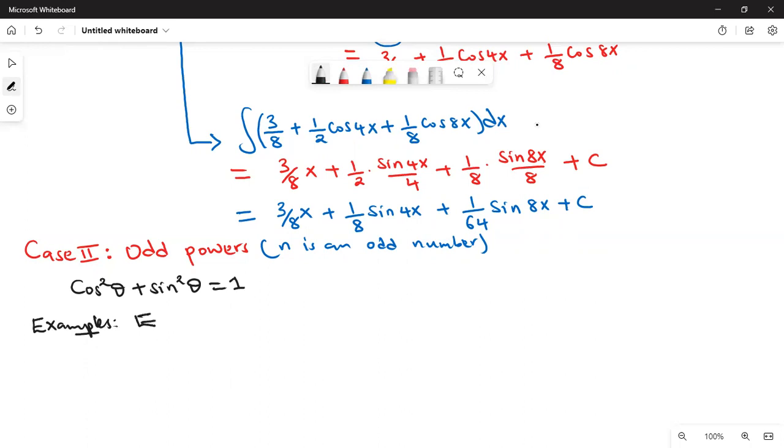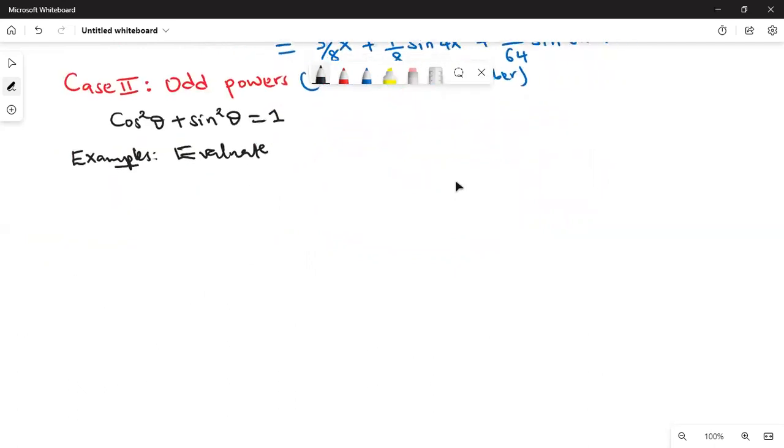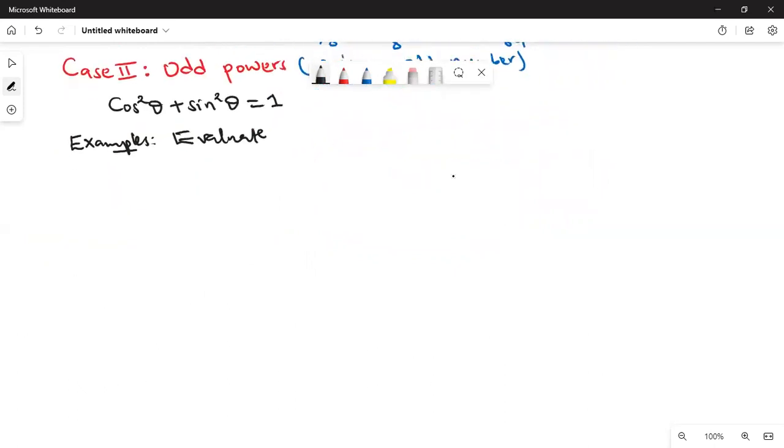Let's say we want to evaluate the following. We look at just 2 examples to illustrate this concept. So in part A, we want to integrate sine raised to 3 of 2x, the integral of sine raised to 3 of 2x dx.